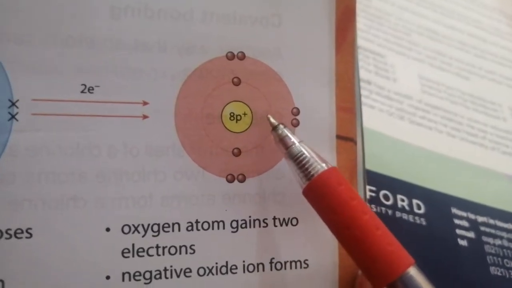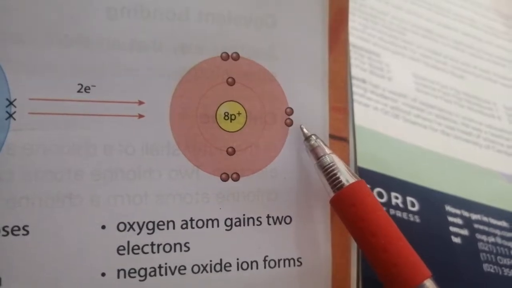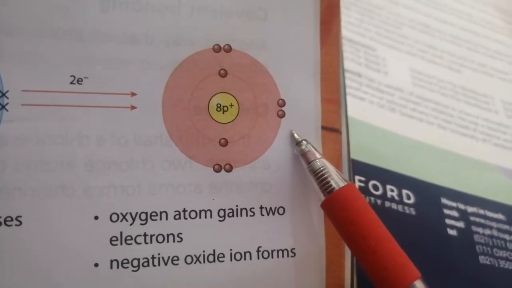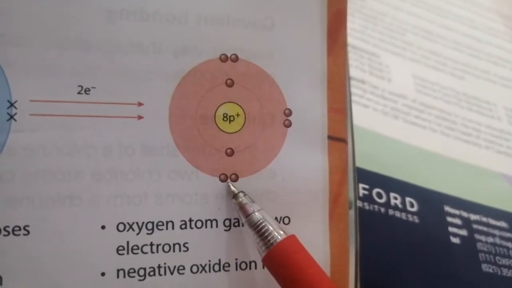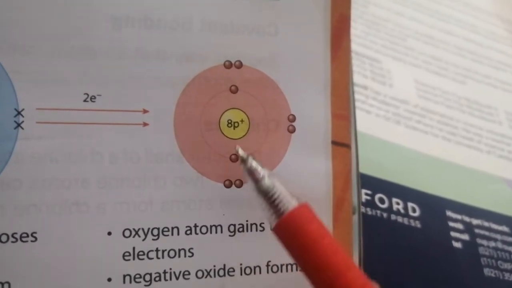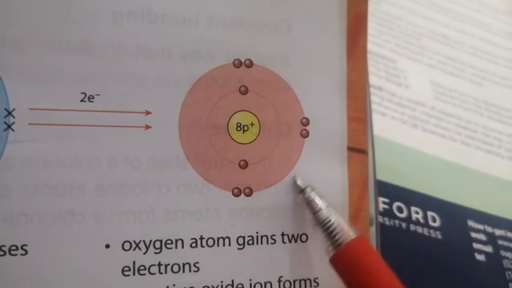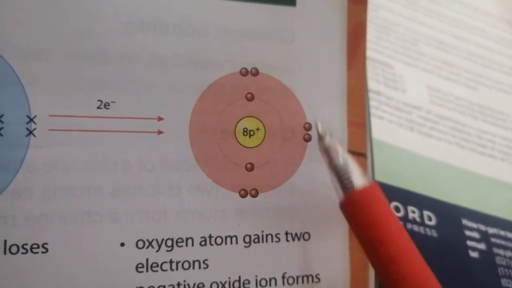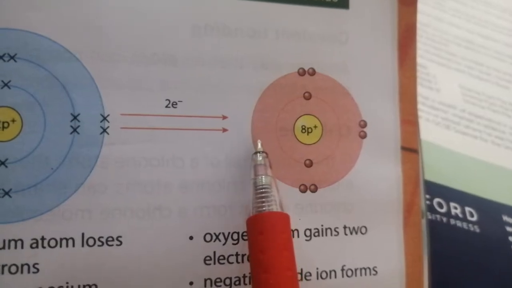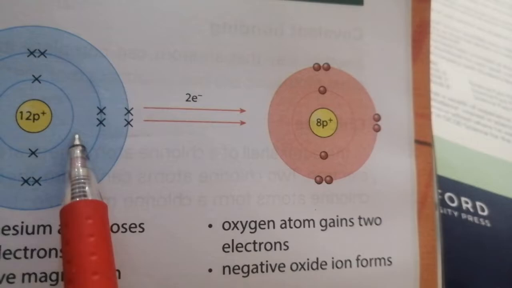If we apply the octet rule, what is the octet rule? That every atom maintains its stability by having 2 electrons minimum and 8 electrons maximum in its shell. So the oxygen atom needs 2 more electrons in order to complete its octet, that is, the last shell having 8 electrons. That's why this oxygen atom gains 2 electrons from the magnesium atom, and they will be adjusted here.